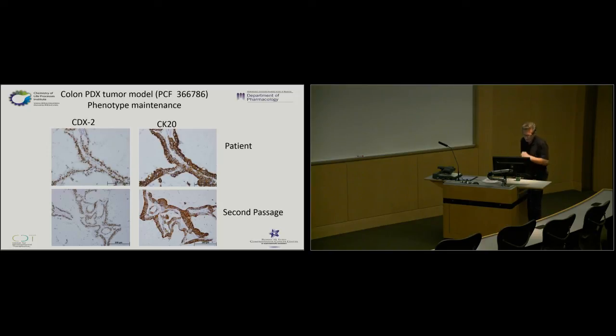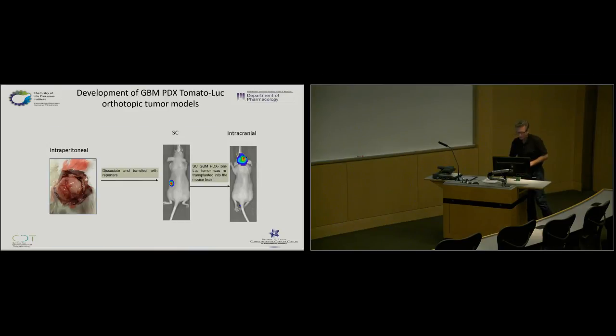And this is, I think, the last example. This is just doing some immunohistochemistry around markers for colon cancer. And this is a colon cancer patient-derived PDX, where we've got the original patient tumor that expresses these two markers, CDX2 and CK20. And in the second passage, similarly, we're still maintaining the expression of those two markers. Again, not complete molecular characterization, but some of the main characteristics are being maintained in that tumor.